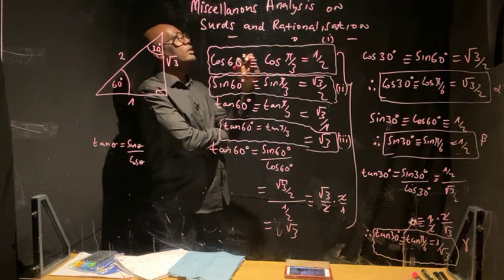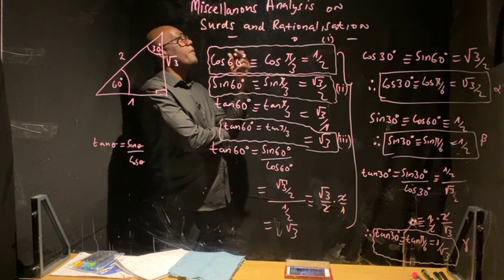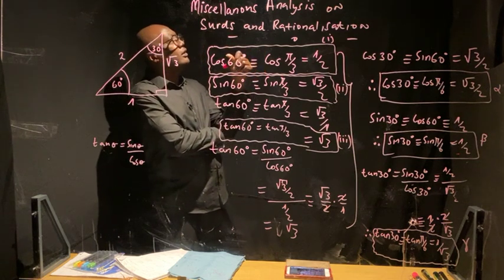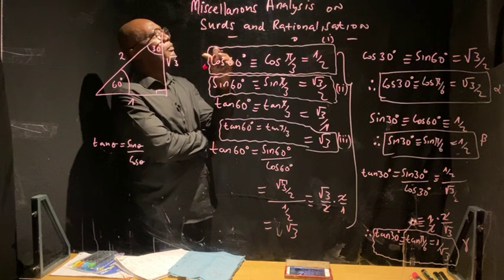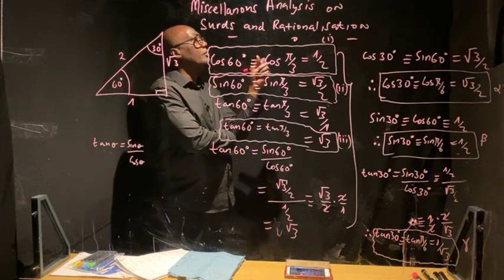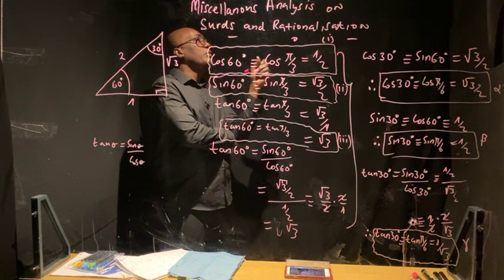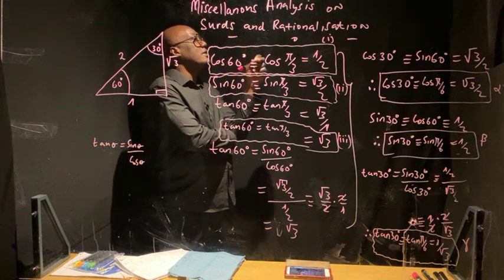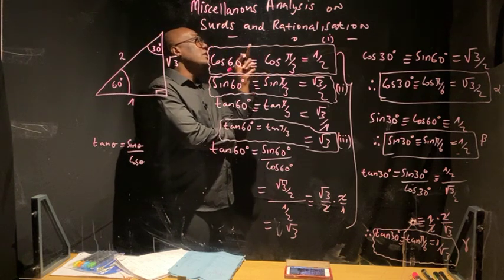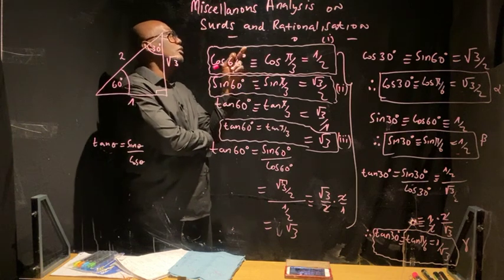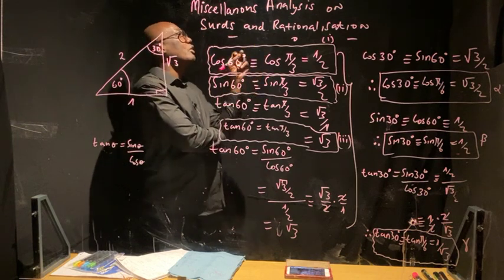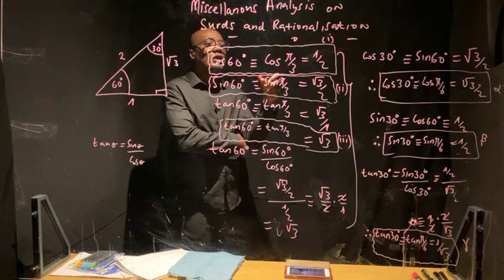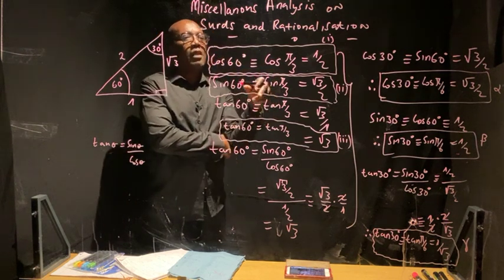Cos 60 is the same as sine 30. So when cos 60 was equal to half, then being complementary to the sine angle, it implies that cos 30 is the same as sine 60. But sine 60 was equal to root 3 over 2. Therefore, cos 30 is equal to root 3 over 2. If you know it this way, you memorize them.